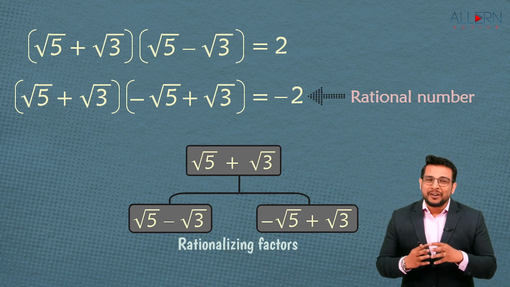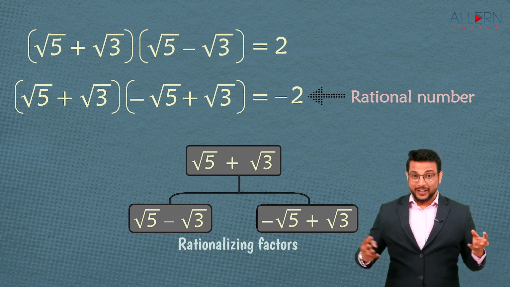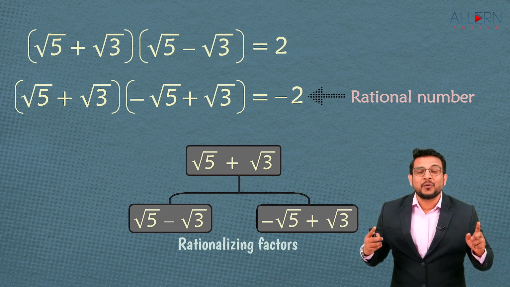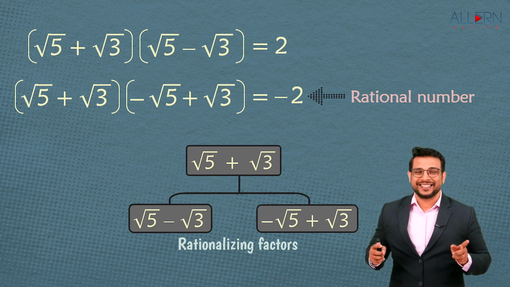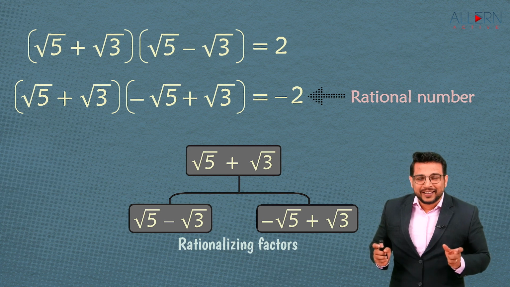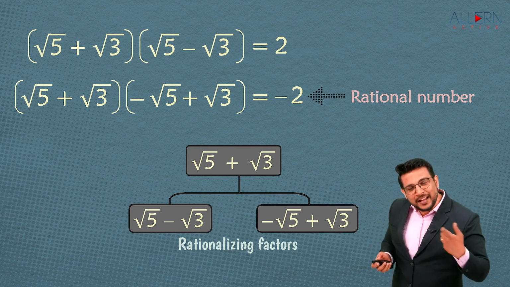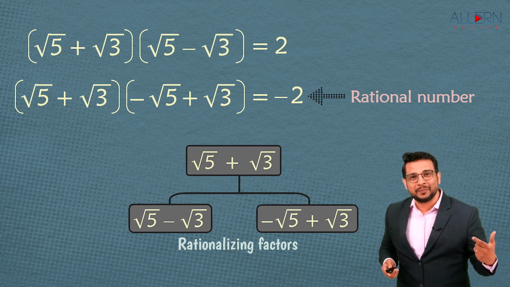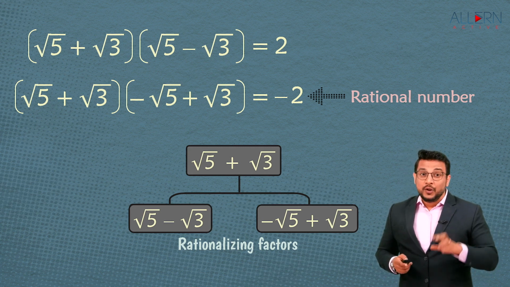So that means whenever we have a binomial surd in the denominator which we need to make rational, you know what you're supposed to multiply. You have two options there. You just multiply any one of those to that binomial surd and we will get a rational denominator, a rational number, right? Okay. So you're clear with this.